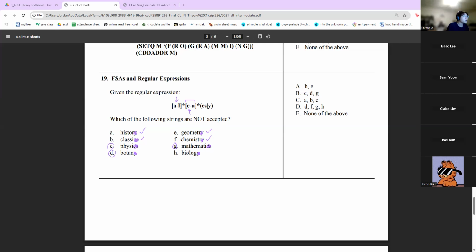Biology, we have B, I. Those two letters fall within AL. O does not, so we're going to assume that everything following falls within EU. O, L, O, and G, those all fall within EU, so this one is also accepted. The three strings that are not accepted are going to be C, D, and G, which is going to be answer choice B. Answer to number 19 is B.